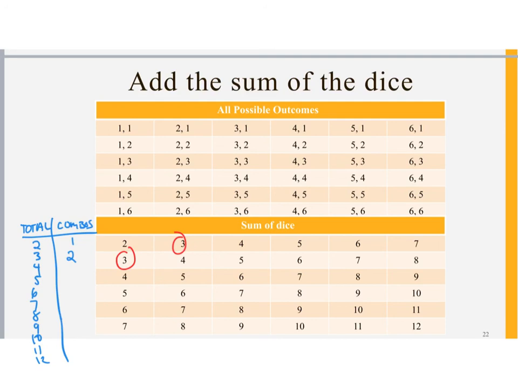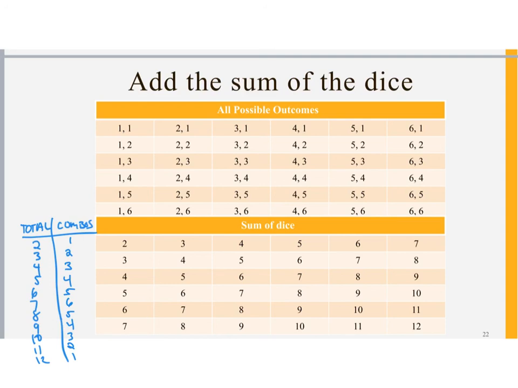Pause here and fill in the rest of the table to find how many different combinations yield each of the totals. You should get that there's one way to get a 2, 2 ways to get a 3, 3 ways to get a 4, 4 ways to get a 5, 5 ways to get a 6, 6 ways to get a 7, 5 ways to get an 8, 4 to get a 9, 3 to get a 10, 2 to get 11, and only one way to get a 12.